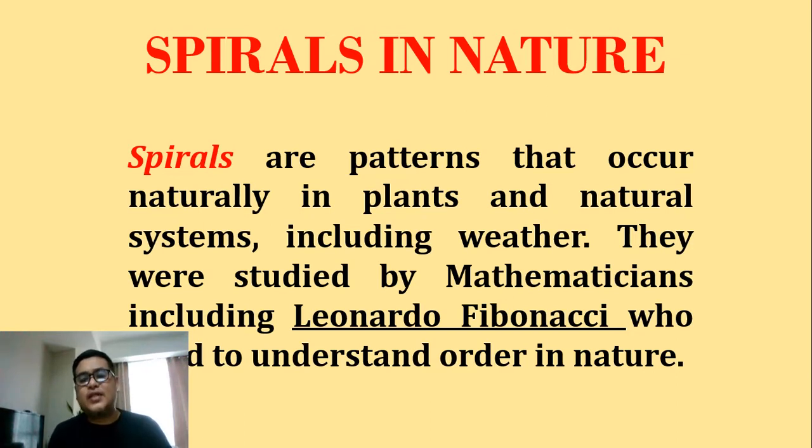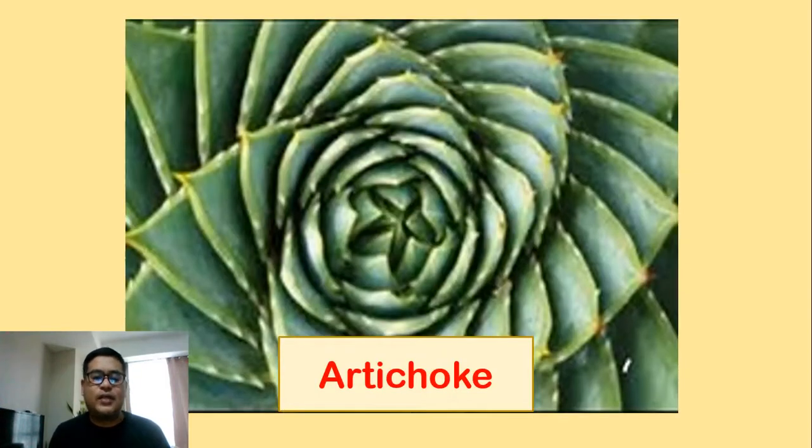Spirals are patterns that occur naturally in plants and natural systems, including the weather, and they were studied by mathematicians including Leonardo Fibonacci, who tried to understand order in nature. As I mentioned a while ago, a spiral is a pattern that occurs naturally. We have several examples of spirals in nature, and it has something to do with mathematics. For example, the artichoke: you see the pattern, the number of petals or leaves the artichoke has, it forms a spiral.